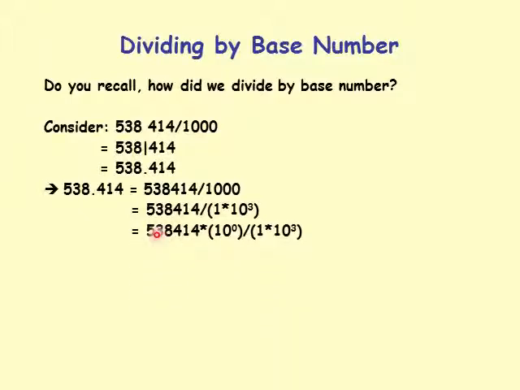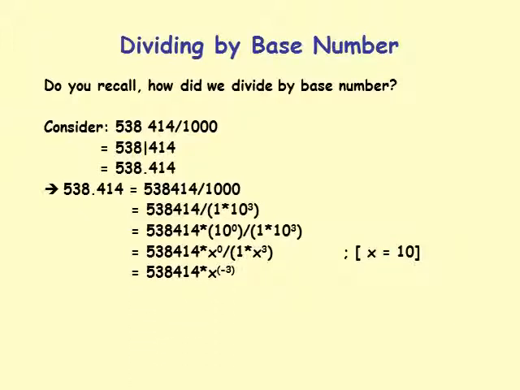So that is equal to 538414 times 1, which is 10 power 0, in the numerator, divided by 1 times 10 power 3. Okay, then that's x to 0. Just like in algebra, that's like x power 0 and 1 times x cubed, where x is equal to 10.